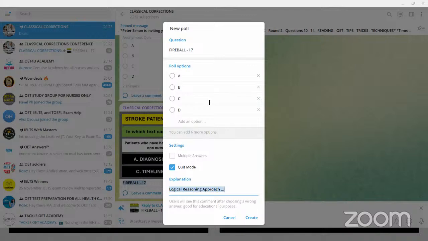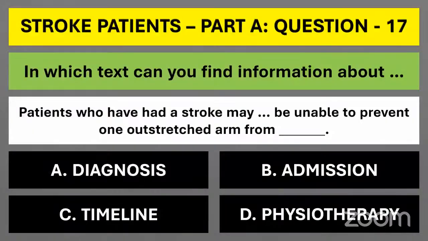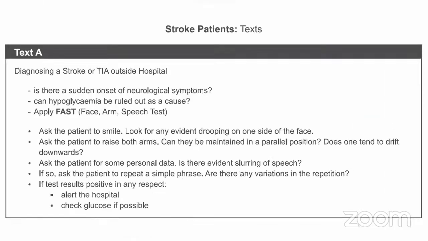Yes. So you say it is in A. Okay, let me take you to A. An outstretched arm from dash, unable to prevent one outstretched arm from dash. Okay, let us go to A. So FAST: face, arm, speech, test. Arm, yeah.